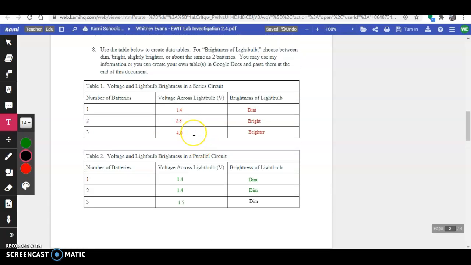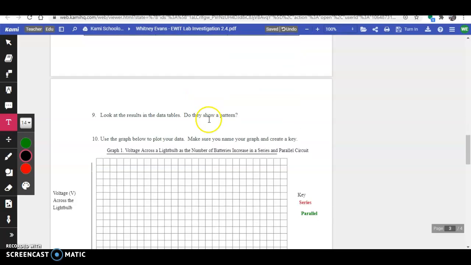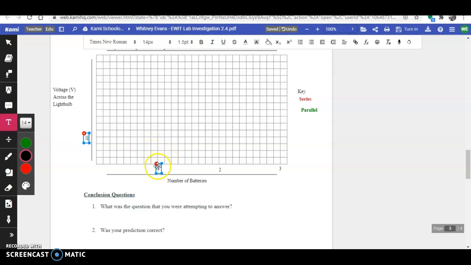We need to go to 4. So let's say that every 4 tick marks is 1 volt. So 1, 2, 3, 4. So here's where I would put the 1. So that would mean that every line is 0.25. So this would be 0.25. This would be 0.5. This would be 0.75, and that would make this 1.